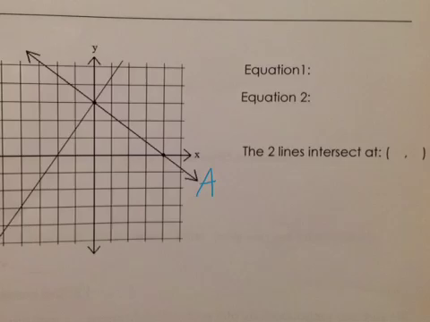On top of where it says equation 1 and equation 2, let's write our form, which is y equals mx plus b, where m is the slope and b is the y-intercept. So why don't you write that on your paper? Y equals mx plus b, where m is the slope and b is the y-intercept.